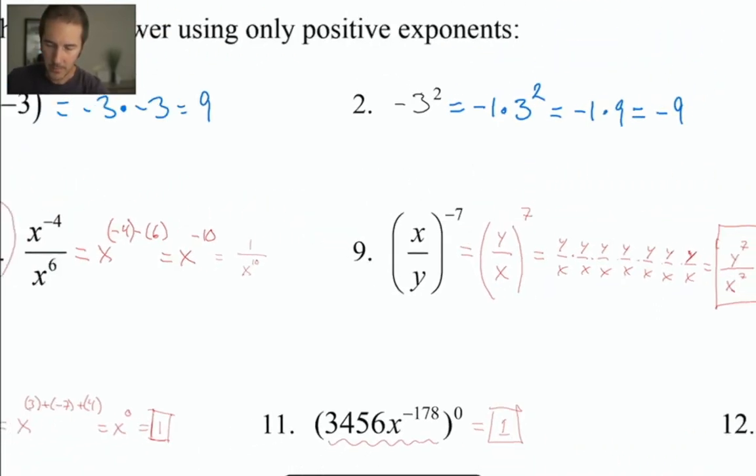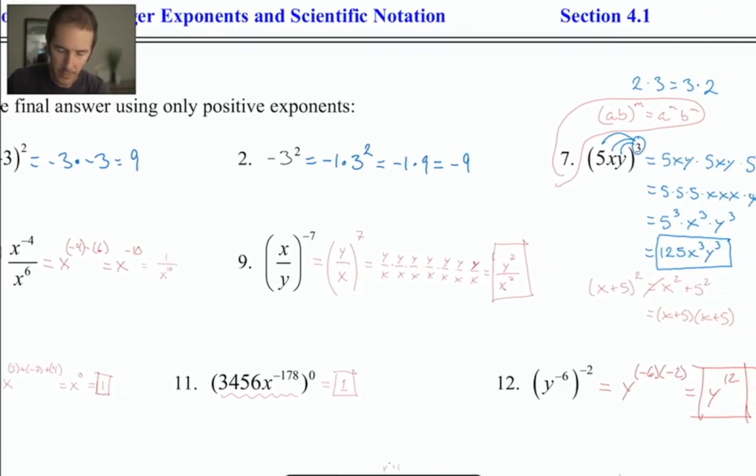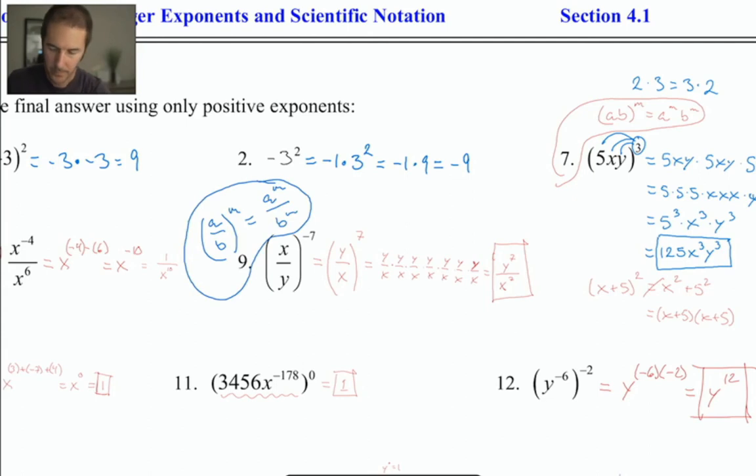In number 9, it's similar to number 7 in that, let me switch colors here, if you have a over b, all to the m, that's equivalent to a to the m over b to the m. So this goes along with number 9. Now the other thing that happened in number 9 was that negative exponent. So I'm also going to associate this idea that a over b to the negative 1 is equal to b over a.